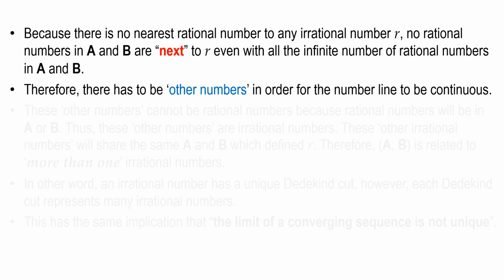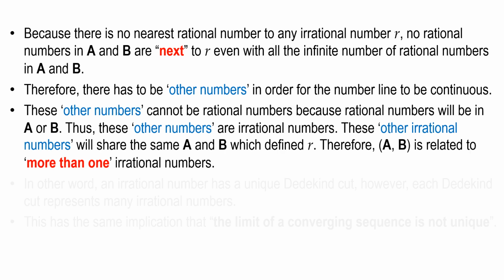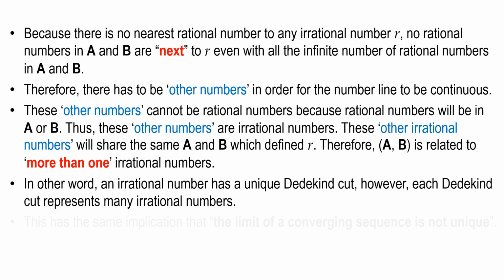Therefore, there have to be other numbers in order for the number line to be continuous. These other numbers cannot be rational numbers because rational numbers will be in A or B. Thus, these other numbers are irrational numbers. These other irrational numbers will share the same A and B, which define R. Therefore, A and B is related to more than one irrational number.